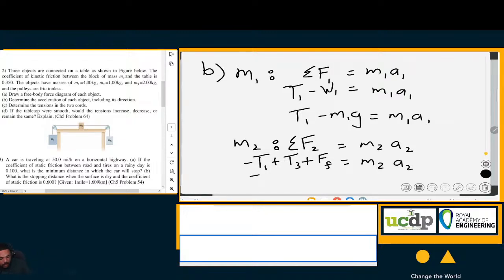We can write the force of friction as mu k multiplied by the normal force. In this case, the normal force is just equal to its weight, which is mass times gravitational acceleration. That would be mu k times m2 times g. That will be m2 times a2, which is what we want. So we have one equation, we have a second equation.